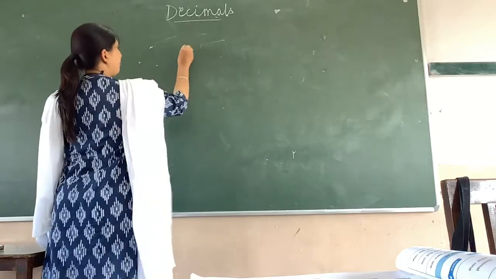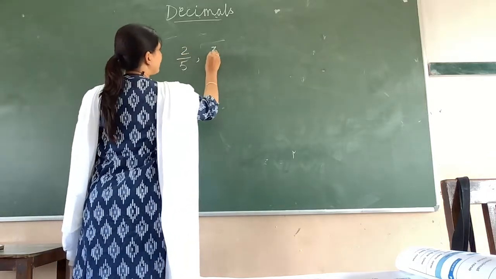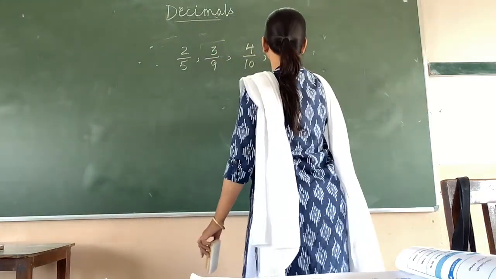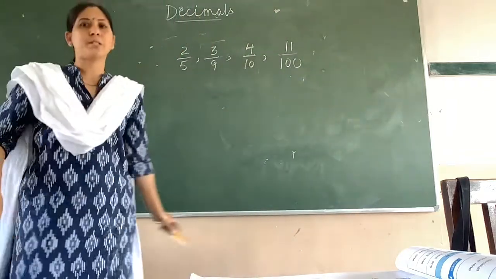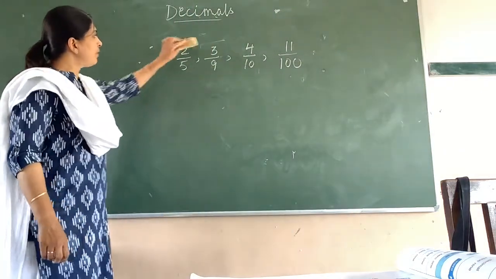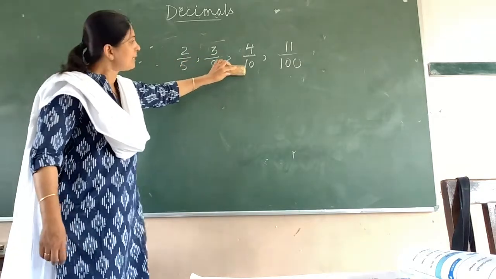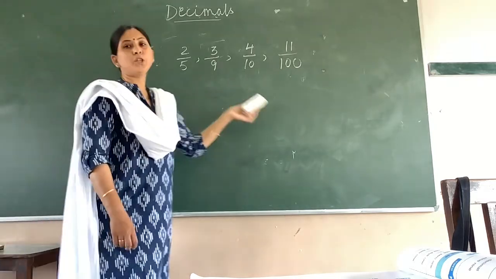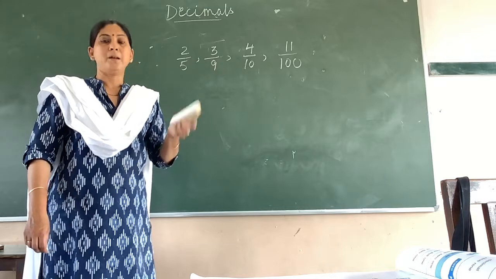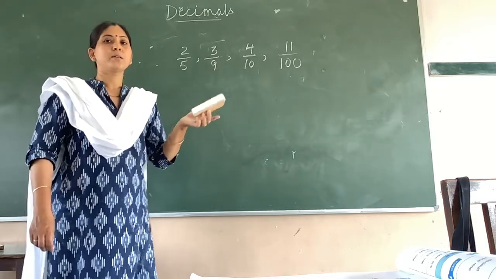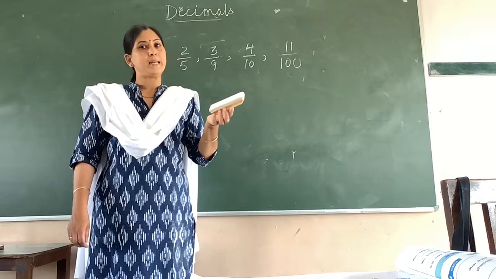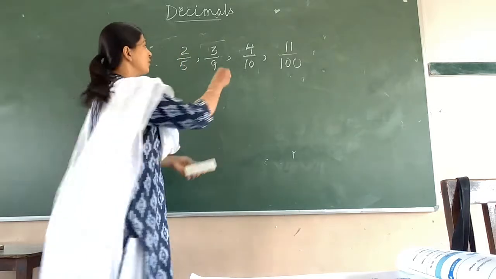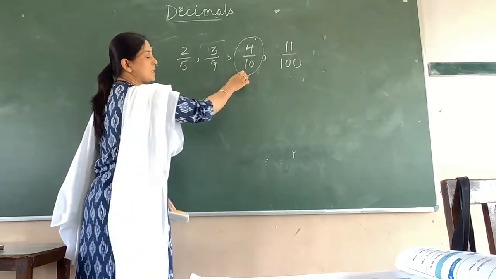Okay. So now let's quickly revise what we have done and then we will move forward. Now see, I am writing a few fractions on the board. There are 4 fractions given on the board: 2/5, 3/9, 4/10 and 11/100. Now, will you tell me which are decimal fractions? Now you know, fractions where the denominator is 10, 100, 1000 or a multiple of 10 are called decimal fractions. So fraction 4/10, what is the denominator? 10.